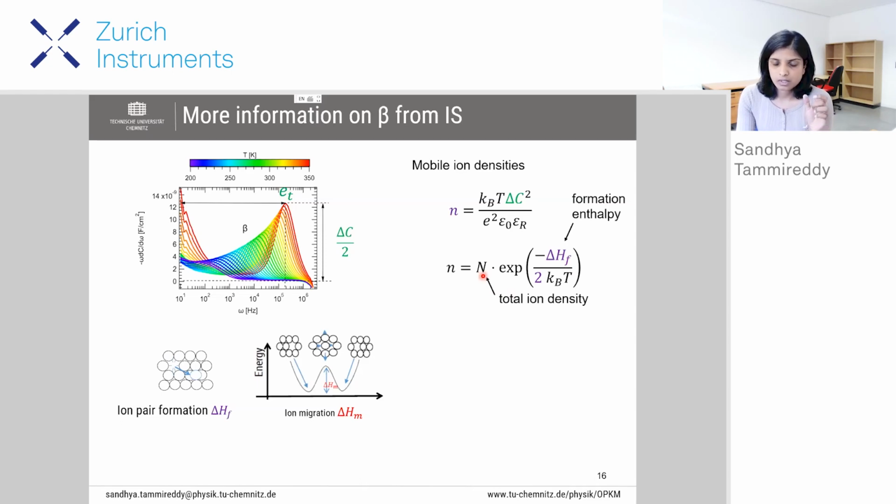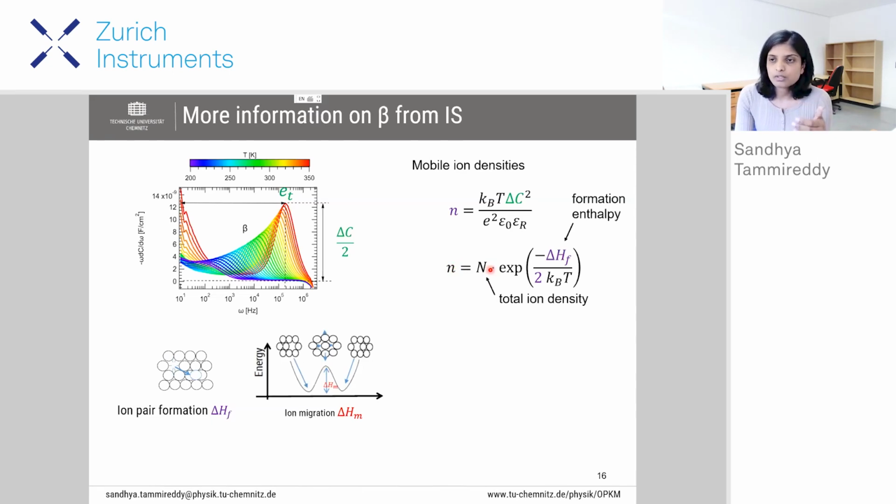This approach not only allowed us to access the formation enthalpy, but also gave us the possibility to access a new parameter that we call the total ionic defect density. This is not the same as the mobile ion defect density because these are not only mobile ones, but also the immobile ones. You have a certain amount of defects, and not all defects are mobile. The mobile ones will be given by small n, and the mobile ones plus immobile ones, all the total defects, will be given through this total ionic defect density. And you can access it by extrapolating your mobile ion densities to infinite temperatures.